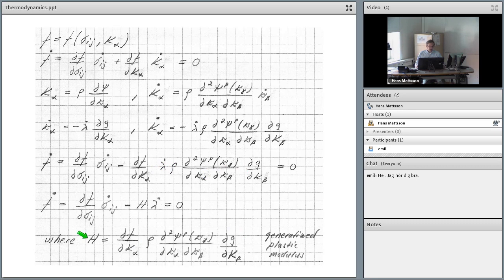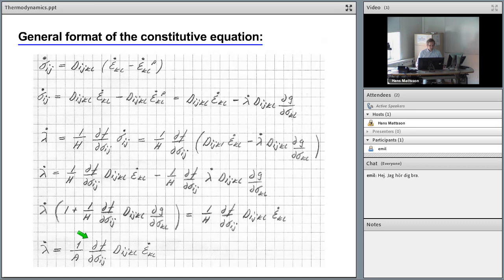And then we have again the generalized plastic modulus from plasticity theory, now based on thermodynamics from the beginning. So you see how, step by step, all the important information in plasticity comes out from the thermodynamical principles. And then we are quite home here.